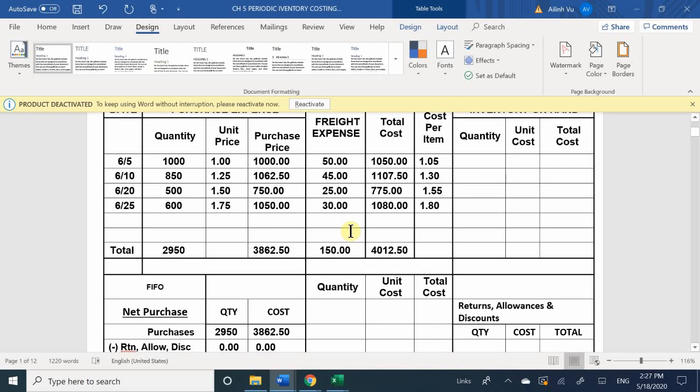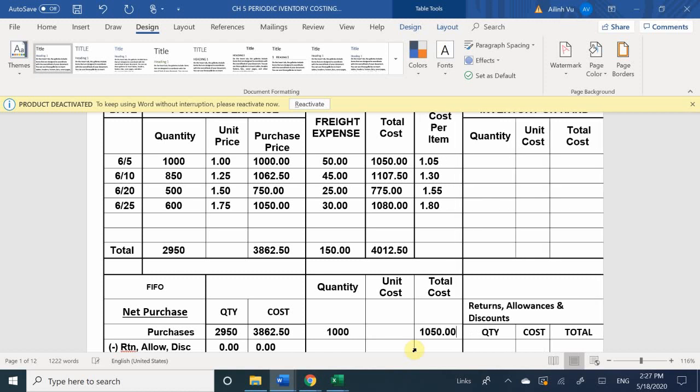If we're going to sell the first ones that came in, and the first ones are the ones to go, what's the first thing that we're going to sell? The 1,000. Yes, we're going to sell the 1,000 units. And how much did those 1,000 units cost us? $1 each. At 1,050.